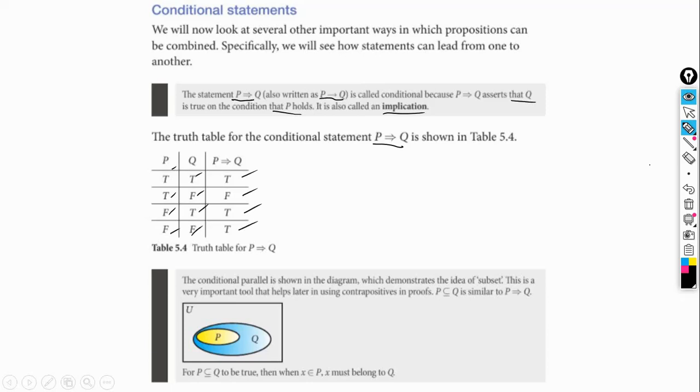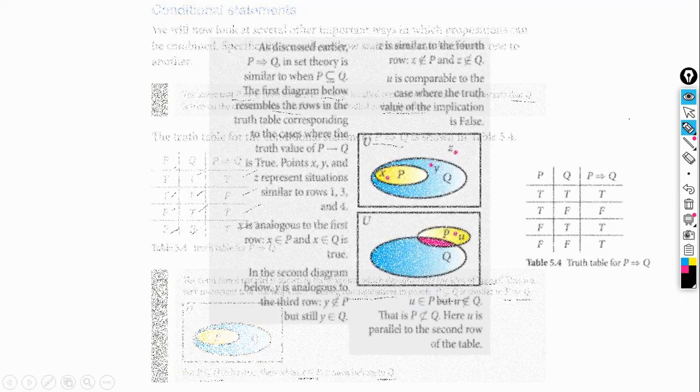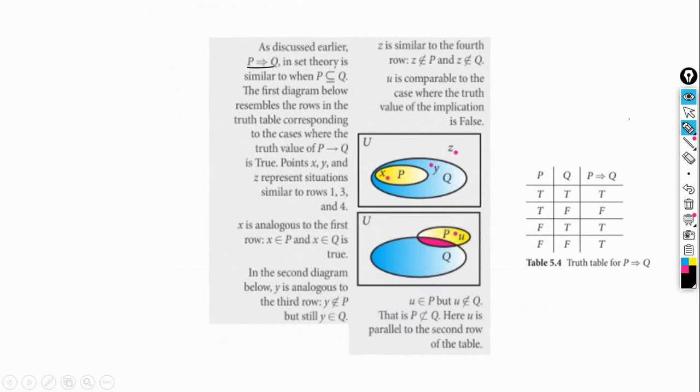The conditional parallel is shown in the diagram, which demonstrates the idea of subset. This is a very important tool that helps later in using contrapositives in proofs. P is a subset of Q is similar to if P then Q. Notice that for P subset of Q to be true, then when X belongs to P, X must also belong to Q. As discussed earlier, if P then Q in set theory is similar to when we talk about P being a subset of Q.